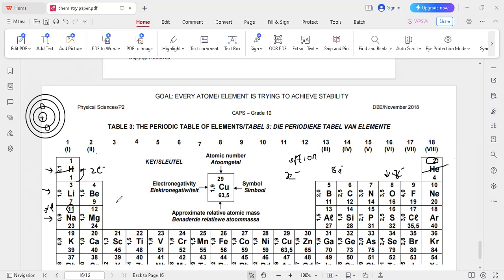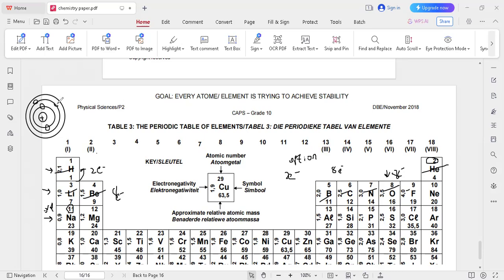In the second energy level, you can have a maximum of 8 electrons. So 11, it has 11. So it's going to have 1, 2. Now let's count: 3, 4, 5, 6, 7, 8, 9. So 1, 2, and then 1, 2, 3, 4, 5, 6, 7. So it's going to have 7 electrons in the second one.